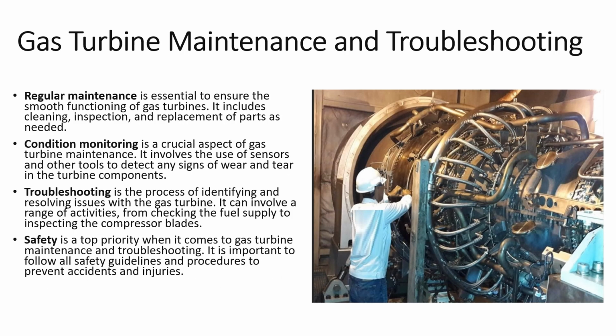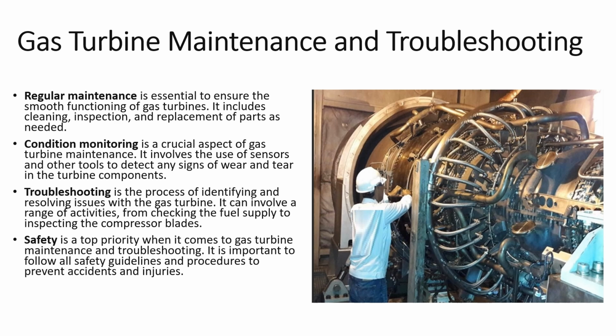Regular maintenance is essential to ensure the smooth functioning of gas turbines. It includes cleaning, inspection, and replacement of parts as needed. Condition monitoring is a crucial aspect of gas turbine maintenance. It involves the use of sensors and other tools to detect any signs of wear and tear in the turbine components. Troubleshooting is the process of identifying and resolving issues with the gas turbine.